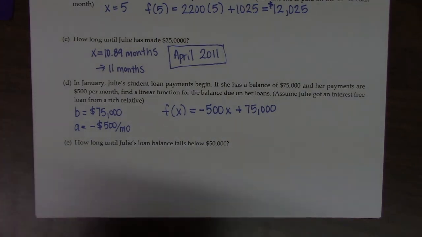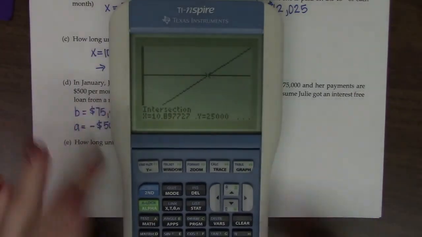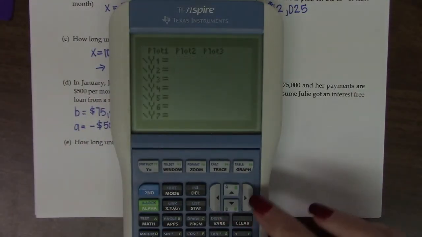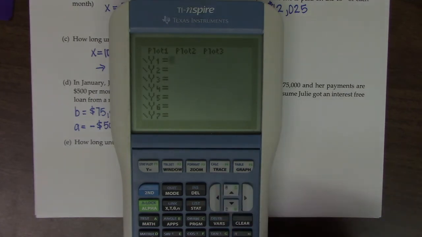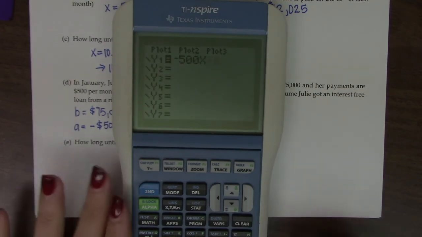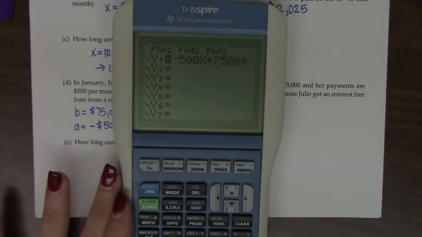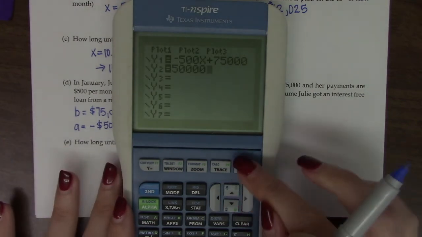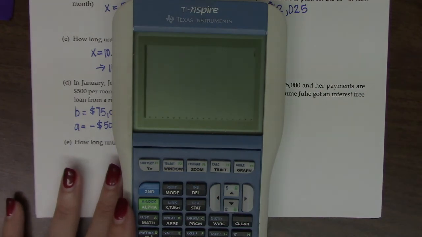So let's go back to our calculator. And I'm going to go to my y equals and I'm going to clear out the first two equations. And now I'm going to put in my new equation, negative 500x plus 75,000. And then we're going to set this equal to 50,000. So paying $500 on $75,000 is probably going to take longer than earning $2,200, but let's just graph it to see what we get.